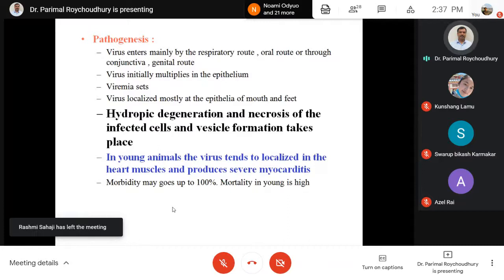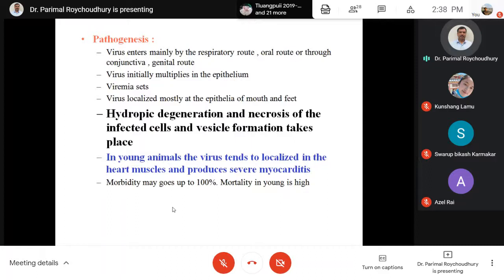In the buccal cavity, on the tongue, gums, and lips, there is formation of vesicles. This vesicle formation is because of hydropic degeneration and necrosis of the infected cells in the epithelium, which leads to blister formation. The blisters subsequently break and we see ulcerated areas in the mouth. It's very painful for the animal, and the animal is unable to eat and drink till the lesions persist in the mouth.